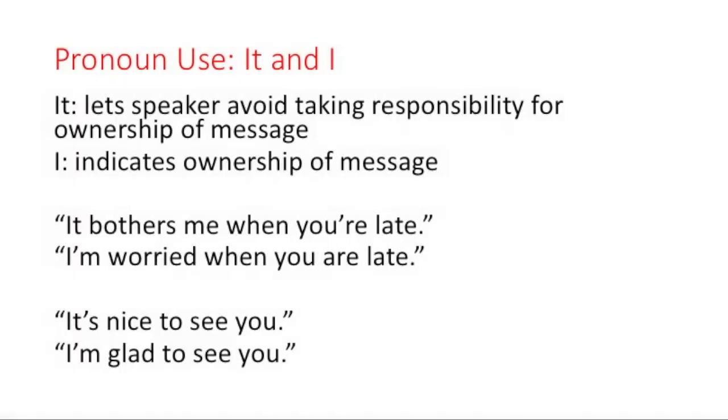So an it statement lets the speaker avoid taking responsibility for ownership of a message. So for example, consider the phrases, "it bothers me when you're late," versus "I'm worried when you're late," or "it's nice to see you," versus "I'm glad to see you." So by replacing the word I with it, you're kind of deferring and pushing away responsibility. You're distancing yourself from the message. It's very subtle, but it's interesting to listen for when people are talking. So again, we have to be careful when we use the word it and when we use the word I.